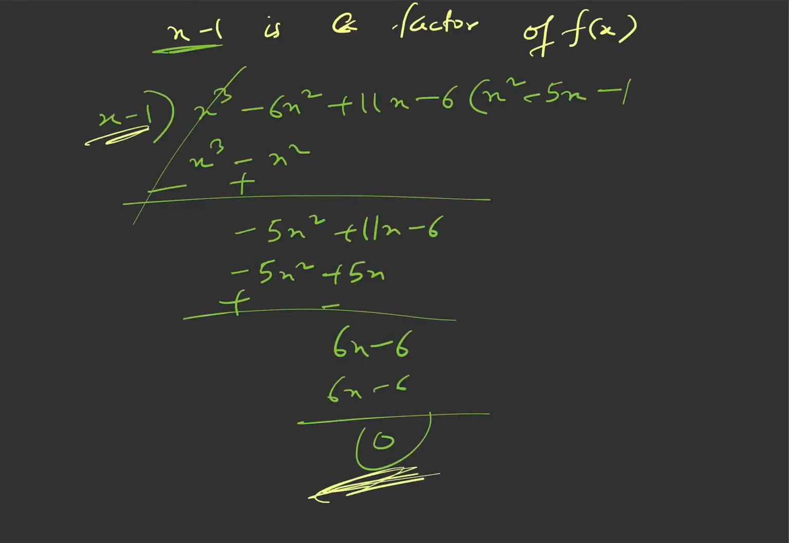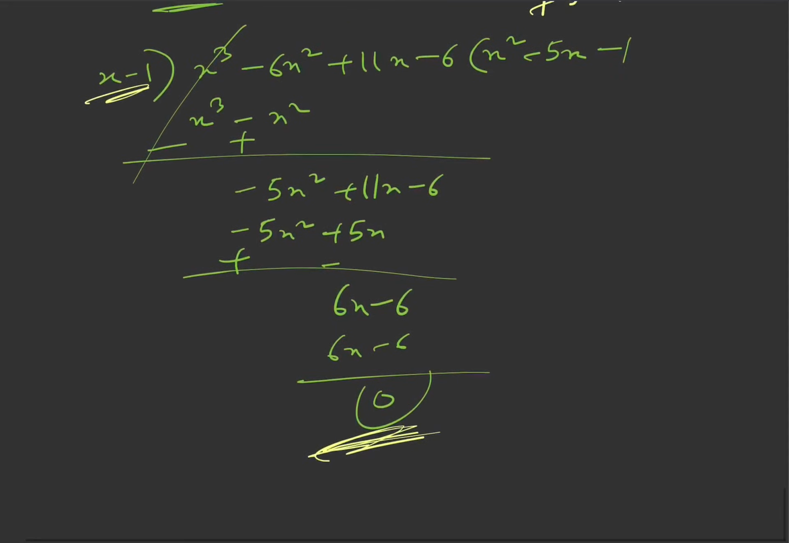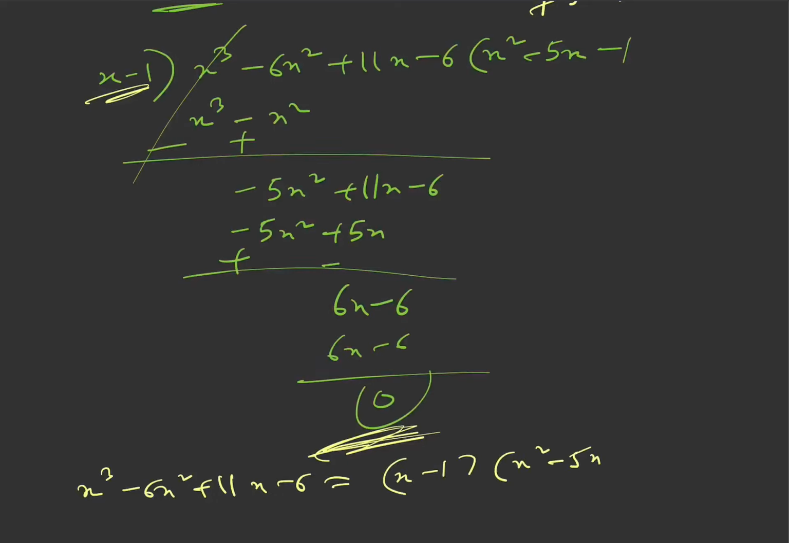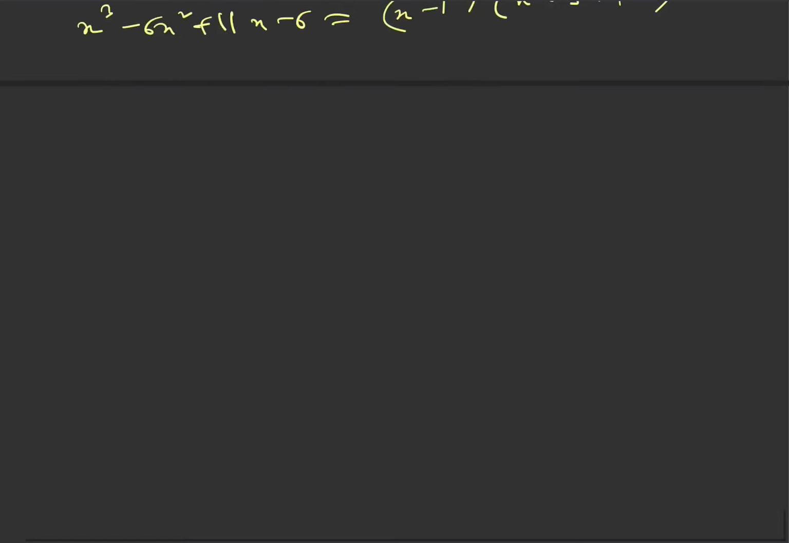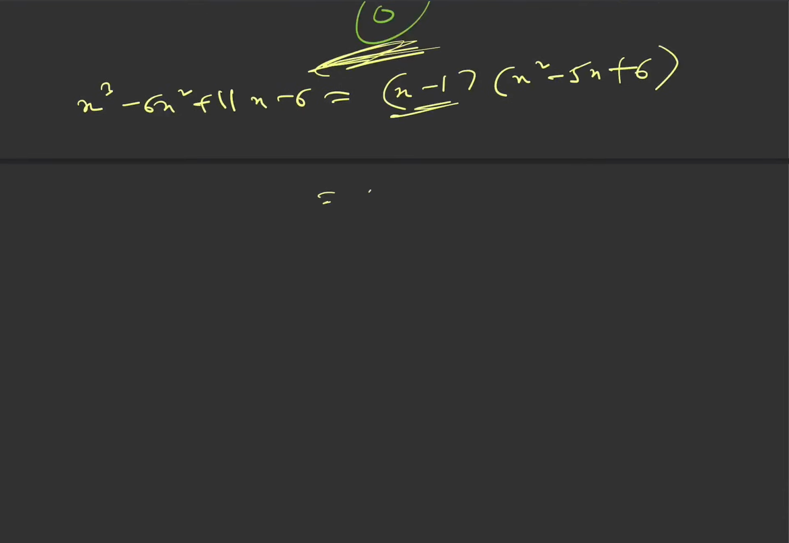Remainder definitely has to be 0 because x minus 1 is a factor. If the remainder is not 0, it means you have done some calculation mistake. So see, finally you got x cube minus 6x square plus 11x minus 6 as x minus 1 into x square minus 5x plus 6. Okay, so this was plus 6, right? Yes, x minus 1 into 6 will get 6x minus 6. So x square minus 5x plus 6.